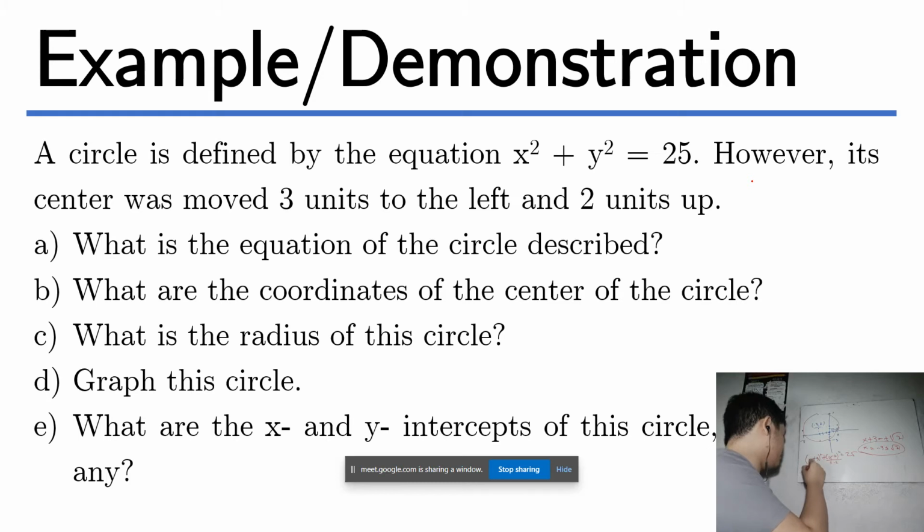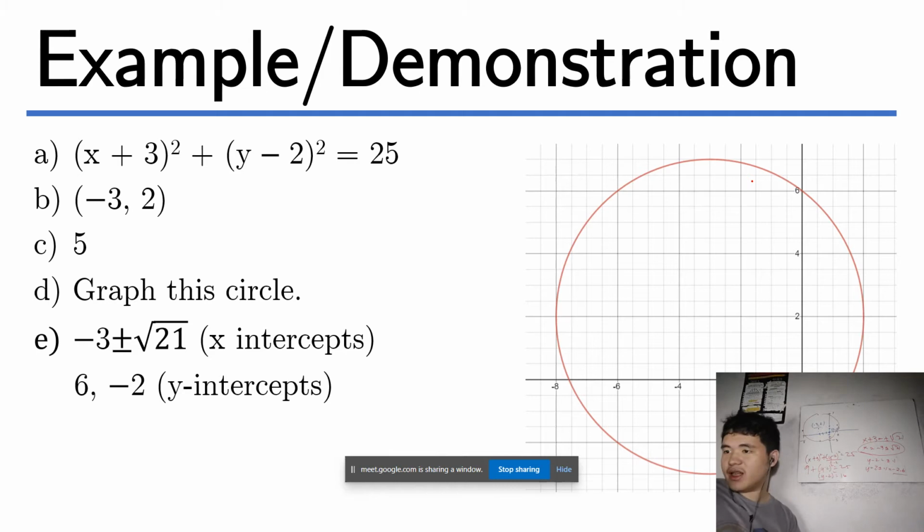Next, sa y-intercept naman, ang naka-0 naman ay yung x-coordinate, no? Nine plus y minus 2 squared equals 25. y minus 2 squared equals 16. y minus 2 equals plus minus 4. So, y equals 2 plus minus 4, which is either negative 2 or 6. So, yan. Those are our x and y intercepts. There we go.